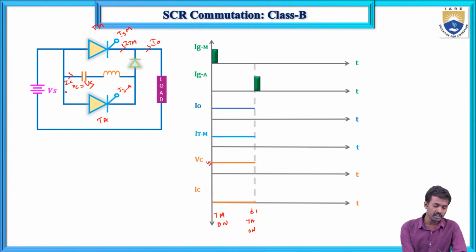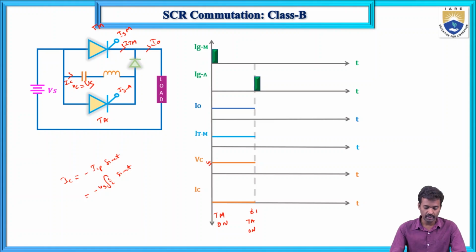Now this capacitor discharges, and the capacitor current goes negative: IC equals minus ICP sine omega t, where ICP is Vs times the square root of C by L. Here the load current is constant as it is, and the main thyristor current is also the same I0 current.